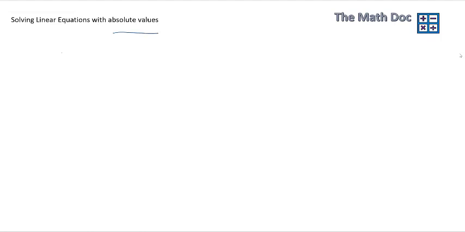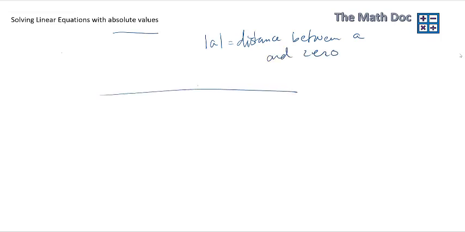As a reminder, the absolute value of a number is the distance between that number and 0. So it's the distance between A here and 0. Let's look quickly at a number line. If this is 0 and A is a positive number, this distance here is just the absolute value of A. But if we look at negative A, the distance between negative A and 0 is exactly the same, and so the absolute value of negative A is equal to the absolute value of positive A, and they're both larger or equal to 0. So an absolute value is always a positive number.